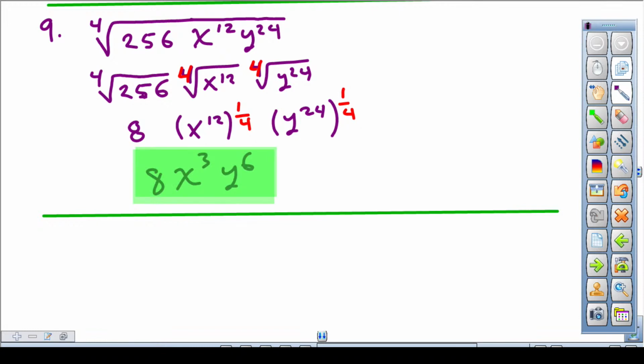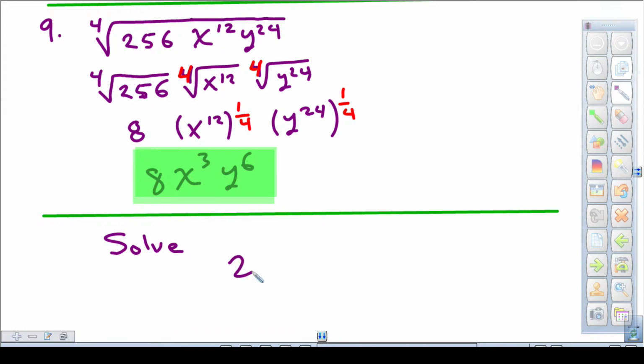Now to move on to solving equations. So we're going to solve equations with the nth root. The word solve means you have to come up with a solution for a variable. And then I've got this example: 2x to the 5th power equals 64.